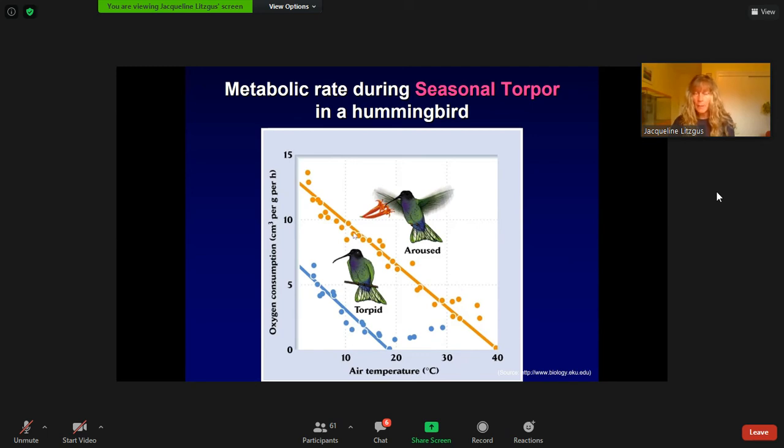So we say it's temperature independent because we're measuring it at just this single temperature. For this summer active animal, the metabolic rate is 10. For the torpid animal, the metabolic rate is only 3 at that given temperature.